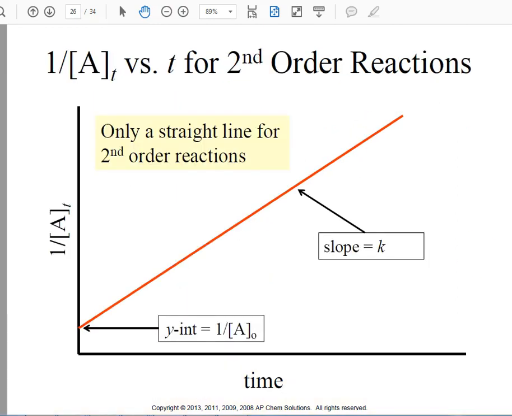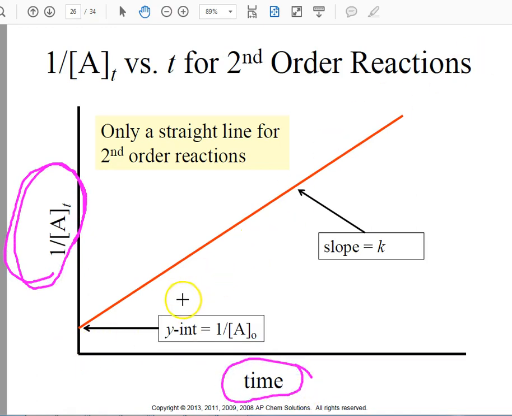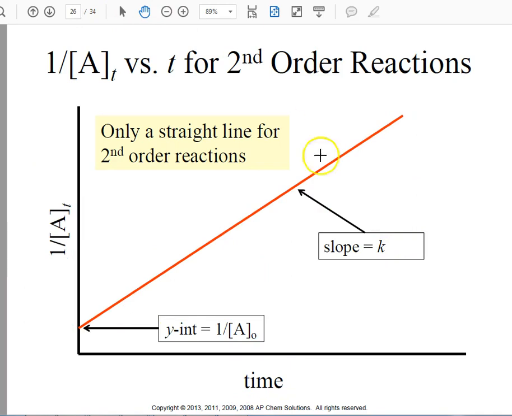So if we look at this plot, we have 1 over the concentration, or the inverse of the concentration, plotted along the y, and time along the x, and boom, it is a straight line. I can say for sure this is a second order reaction. On this plot, this y-intercept is equal to 1 divided by the concentration at the beginning, and my slope is positive, and it is equal to k, my rate constant.